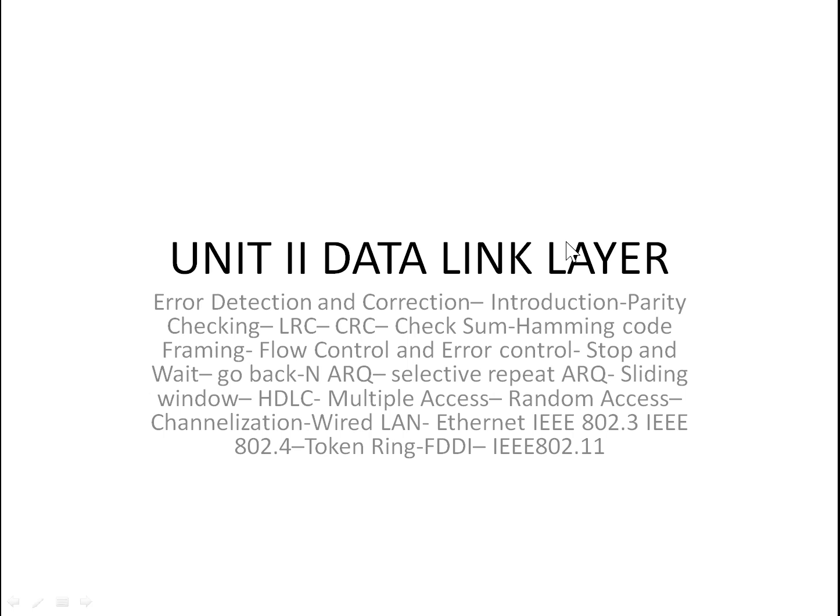Today we are discussing Unit 2, the data link layer. In Unit 2 we have error detection and correction, introduction, parity checking, LRC, CRC, checksum, Hamming code, framing, flow control, error control, stop and wait, Go-Back-N ARQ, Selective Repeat ARQ, sliding window, HDLC, multiple access, random access, and channelization, wired LAN, Ethernet, IEEE 802.3, the token ring, FDDI, and IEEE 802.11. These are the topics we are discussing today.